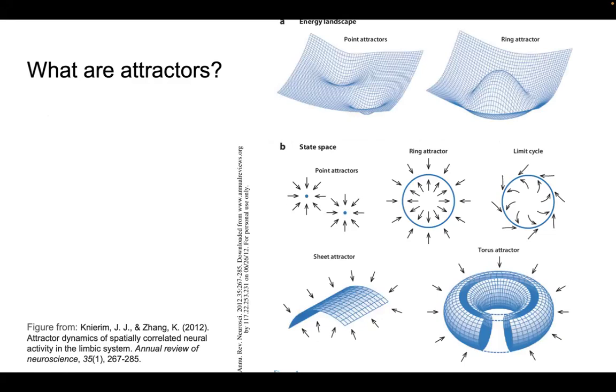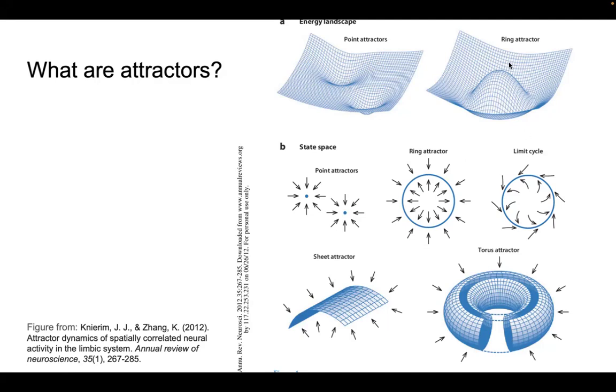So what are attractors? This is just to give people a visual of what I'm talking about. There are many different ways, but this is one way of looking at dynamical systems. This is an example of what we call point attractors. Essentially, if you think of this as an energy landscape, like a ball rolling around in this landscape, if I put the ball here, it'll end up in this point attractor. And if I put the ball here, it'll end up in this point attractor. If you just think of it as rolling down the hill, that's what we call point attractors.